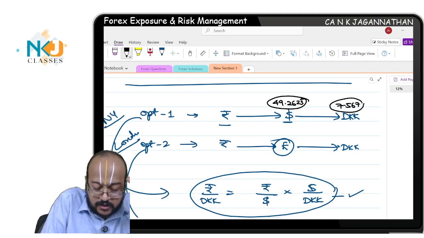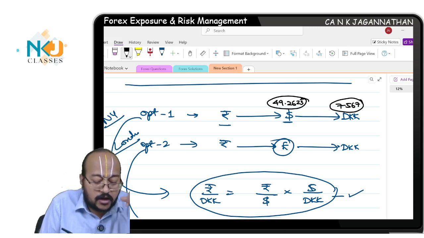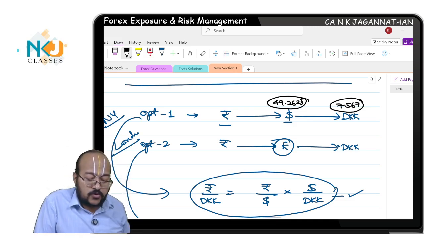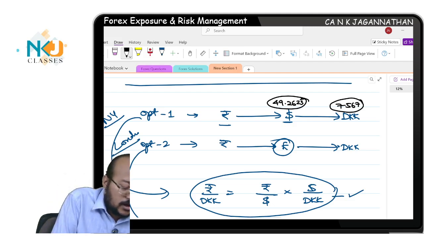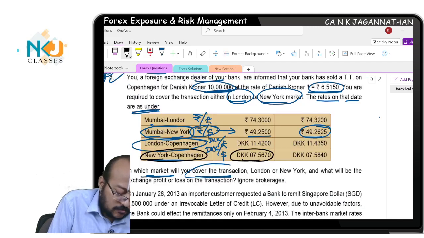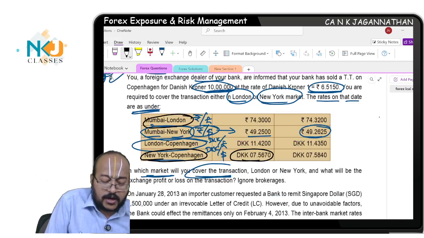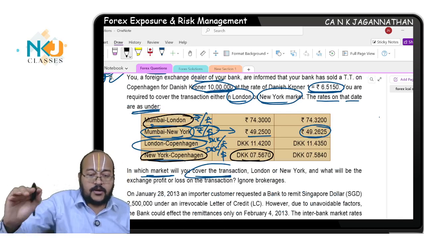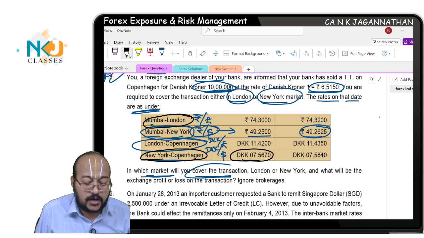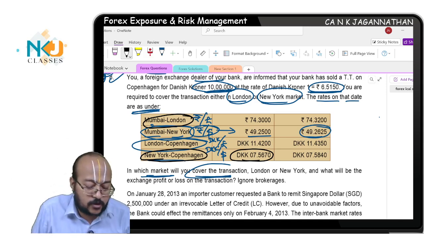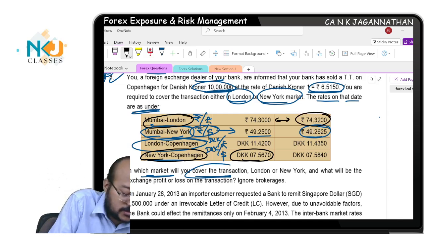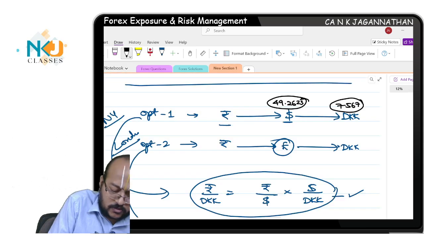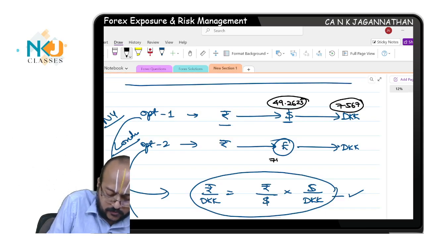7.567. Are you all understanding this till now? Okay, under option 2, if you go to sell rupee in the pound market, how much pound will you purchase? See, I will go to the Mumbai-London market and pay money to buy pounds. When you are buying pounds, how much do you need to pay? You need to pay the bankers' offer rate, 74.32. Are you all understanding?